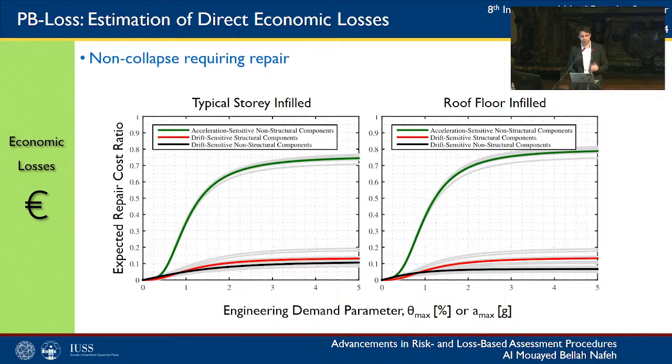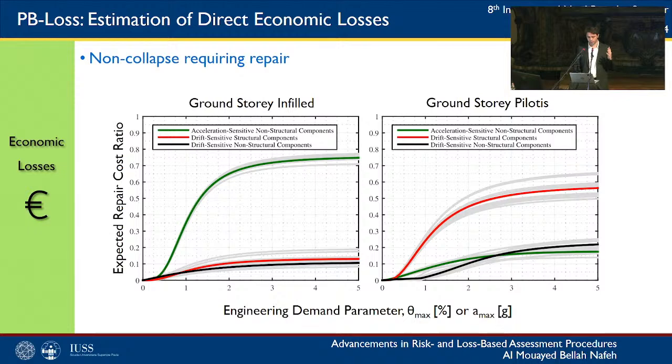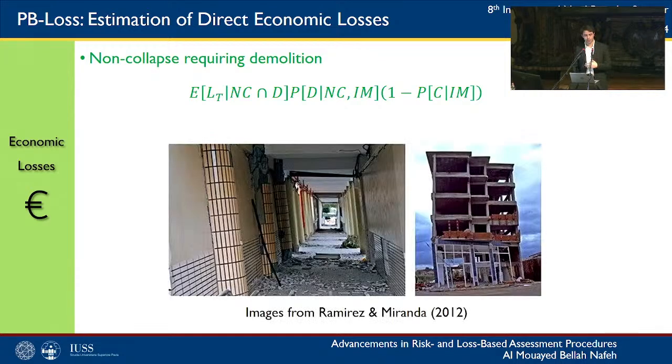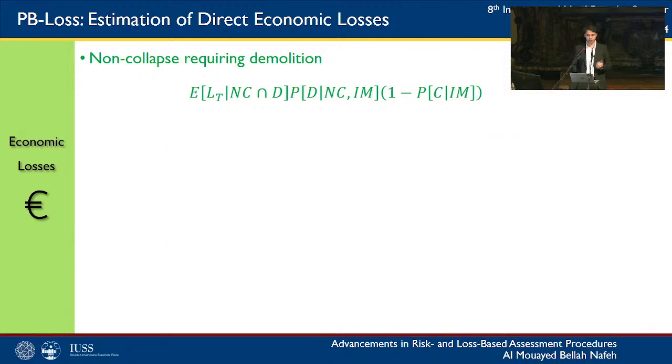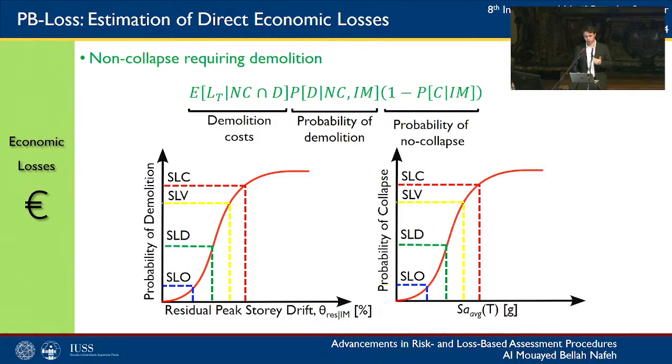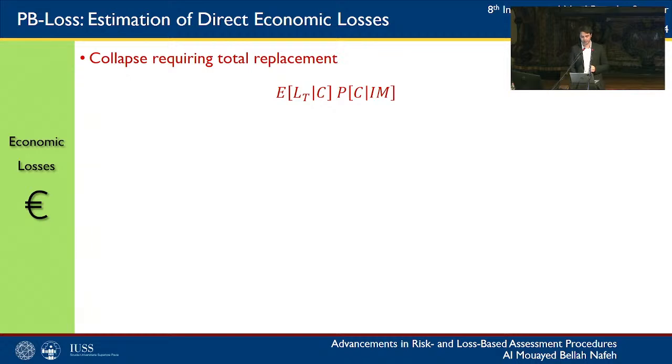To calculate the expected repair cost ratio, PB loss integrates generic SLFs that were derived for 4 different story or floor typologies and 3 non-structural component groups typically found in buildings that belong to the infilled RC typology. The event of demolition conditioned on non-collapse is governed by the residual drifts sustained by the structure, and these quantities are an indicator of potential dynamic instability, and buildings that suffer excessive residual drifts are irreparable and require demolition. And we've seen in the previous sections how we can construct these curves to estimate the required values in the determination of the overall losses associated with that kind of event.